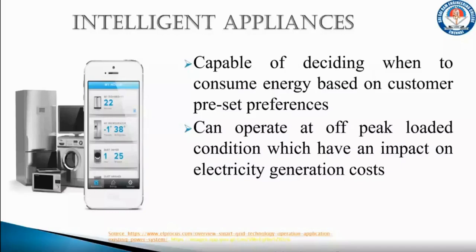Intelligent appliances are nothing but smart appliances, with the help of which we can schedule the time of operation of different appliances based on their preferences, and we can also operate them at the off-peak hours to have less cost. If you operate all the appliances at the peak hour, then the cost of generation will be more, which will reflect in our bill. So if we operate the unnecessary loads at the off-peak load, then the cost of generation will be less.